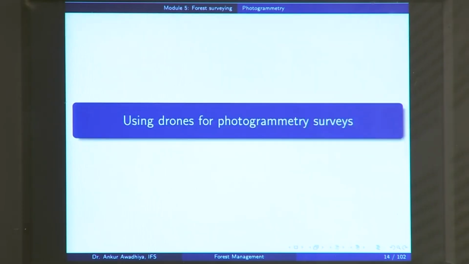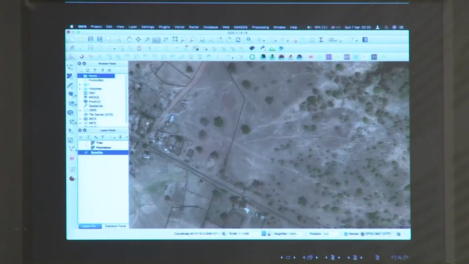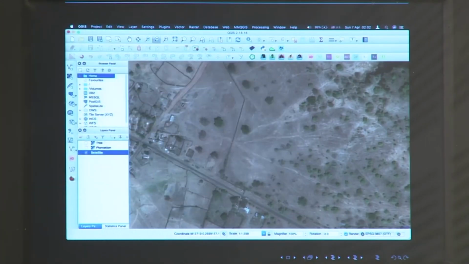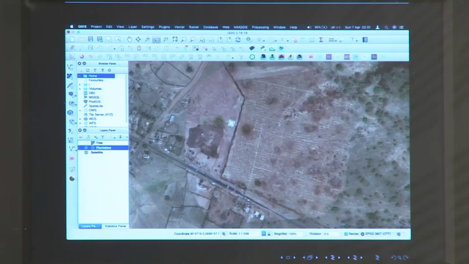So, let us have a look at one application of photogrammetry, in which case we were using drones for photogrammetric surveys. This survey was done in Awadhiya Wildlife Sanctuary, and in this picture we are seeing a satellite image of the area that we were trying to perform photogrammetry on. So, this is the satellite image, and next you have the image from a drone.